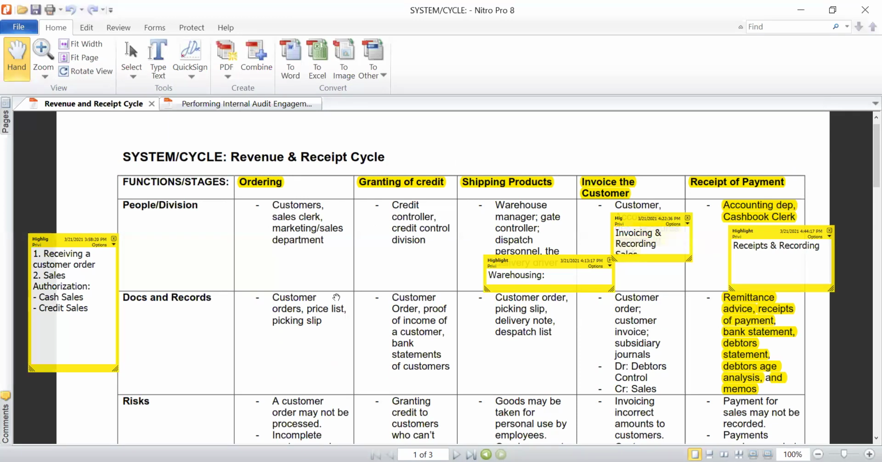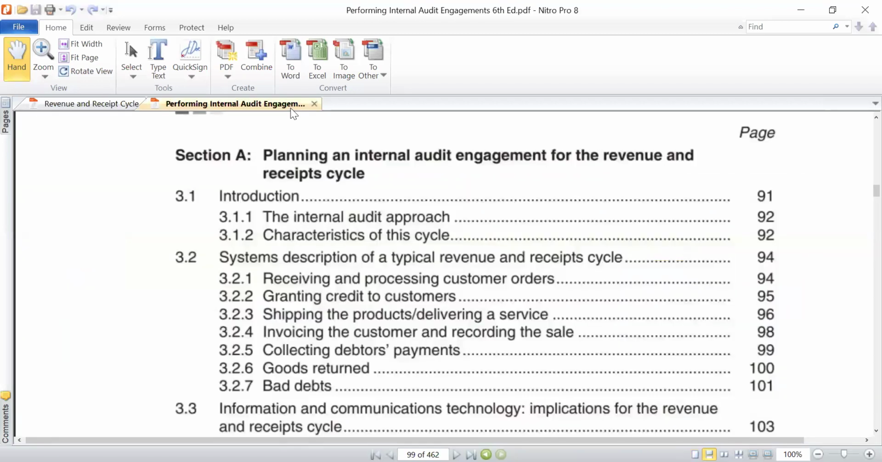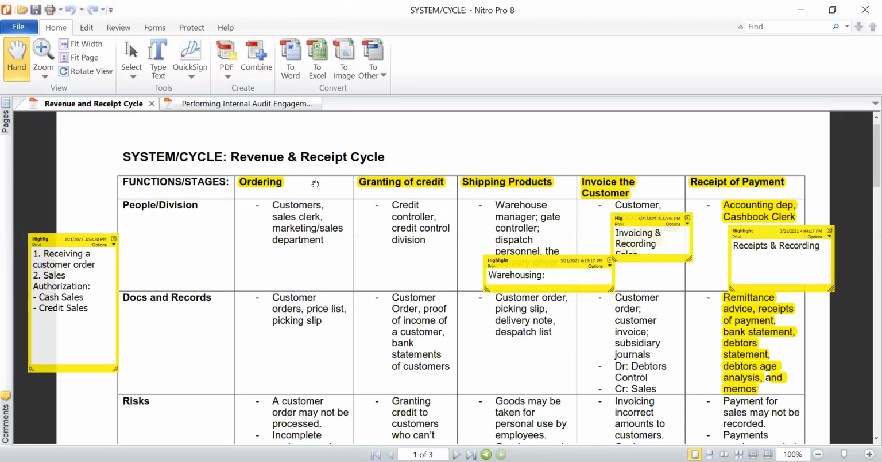So without any further ado, let me quickly take you to the blueprint first, and then I'll come back to my notes so you can see how the two correlate. So like I said, the first stage is receiving and processing of customer orders. Second stage therein is granting credit to customers. So that's pretty much granting of credit.